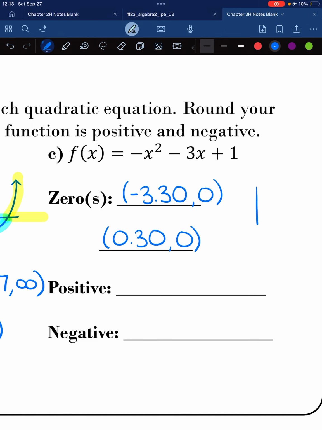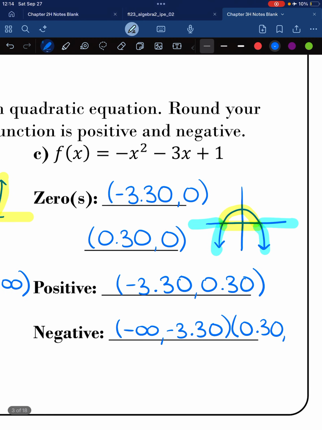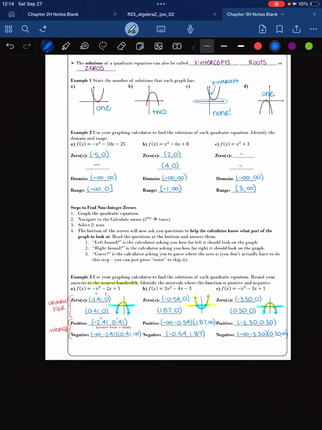And example C, we have a downward facing parabola. Once you get that graphed, should look a little something like this. I am positive in the middle, so that is the x values between the two zeros. And I am negative on either side of that, so that is going to be from -infinity to my first 0, and from my second 0 out to infinity.